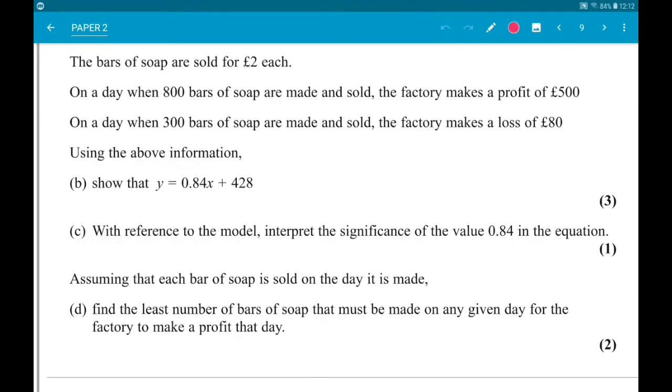Okay, then we're told the bars of soap are sold for £2 each. On a day when 800 bars are made, they make a profit of £500. On a day when 300 are made and sold, they make a loss of £80. Part B. Show that y is 0.84x add 428.